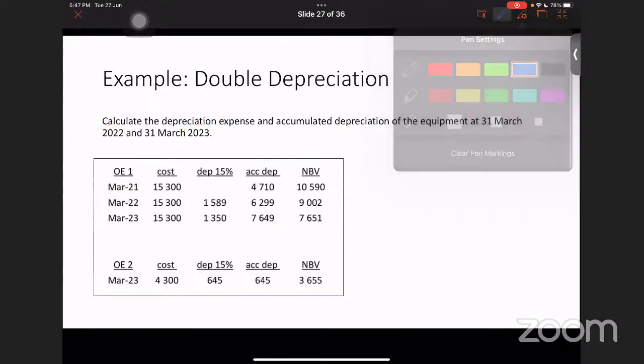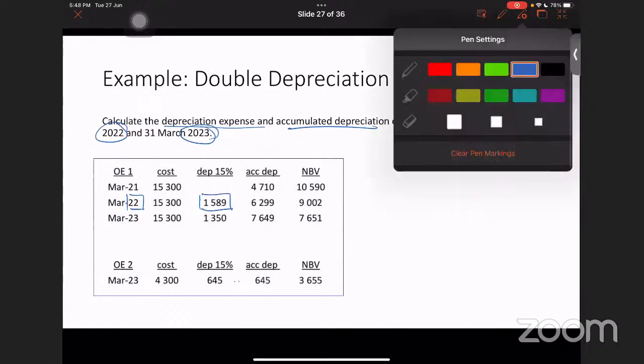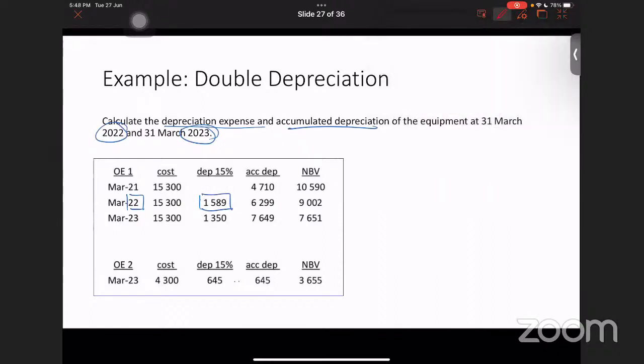Okay, so here we are interested in depreciation and acute D for these two years. Very simple, right? With this table, 2022 depreciation is this one. Then for 2023, I already have two equipment, so 2023, I got two. So my depreciation will just be this plus this. Simple as that. The same for acute D.